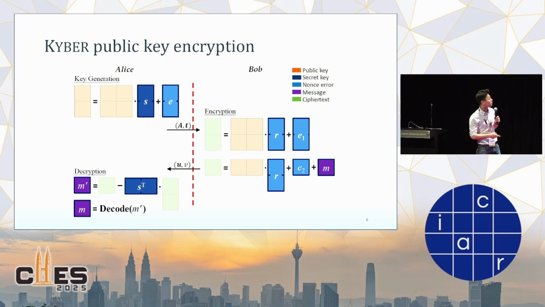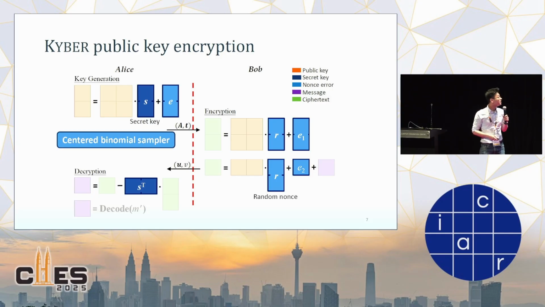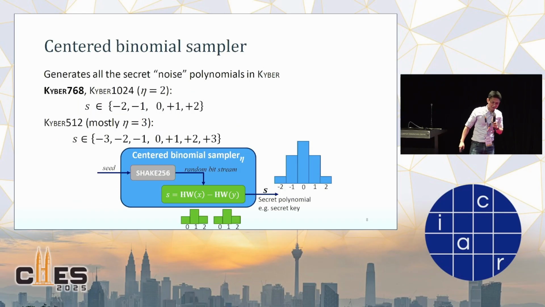And of all these secrets, if we remove the message, all the secrets that are left are generated by this centered binomial sampler, including the secret key, the random nonce, and all the other noise polynomials. So that is why I'm interested in this centered binomial sampler. First of all, it generates all the secret noise polynomials in Kyber, and second of all, we can find it in all the operations in the Kyber KEM protocol, including keygen, encaps, and decaps.